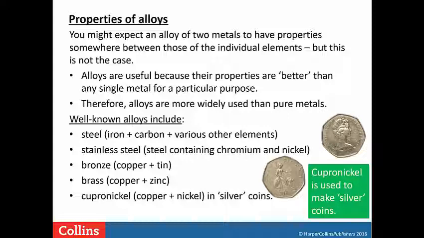So the well-known alloys: steel, which is made of iron, carbon, and some other elements, which depends on the type of steel. Stainless steel is steel with chromium and nickel, for example. Bronze is made of copper and tin. Brass is made of copper and zinc. And cupronickel is copper and nickel, and that's what we use in our silver coins, like 50p pieces and 10p pieces.